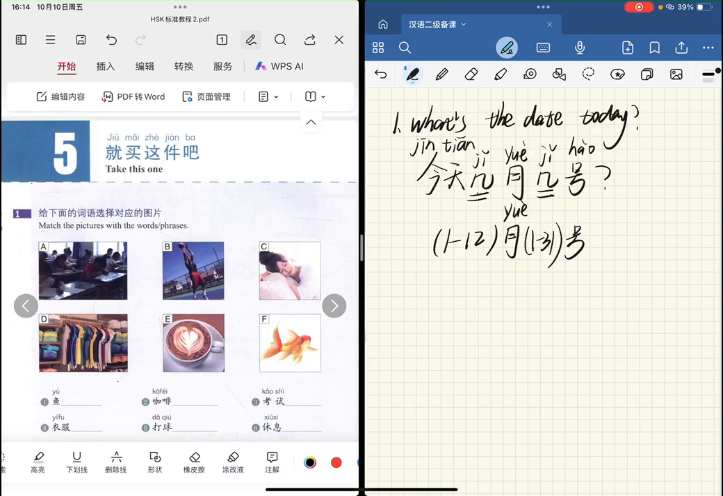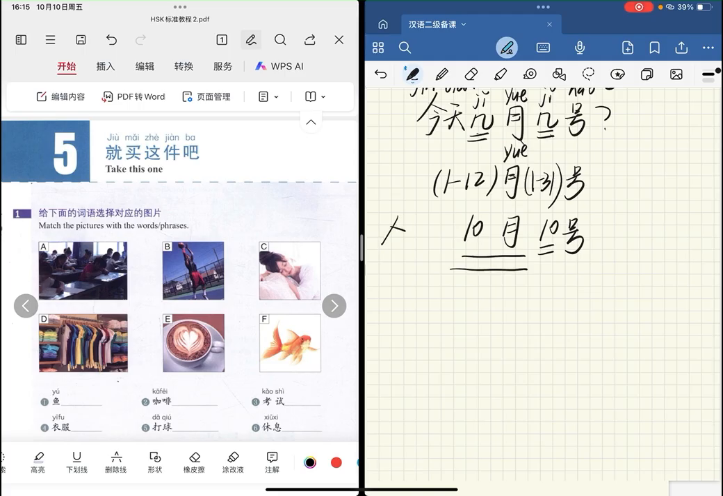So for today, this month is October. October is the 10th month of the year, right? So we use the number 10, so the month is 10月. And for the day, today is the 10th day of the month. So the 10 in Chinese, 10. So today is 10月10号. So the question we can answer, 今天10月10号.